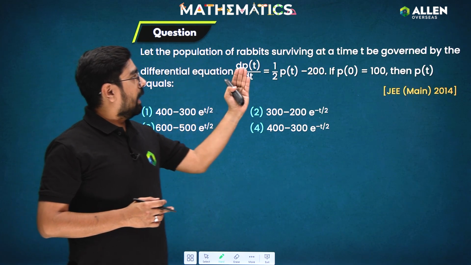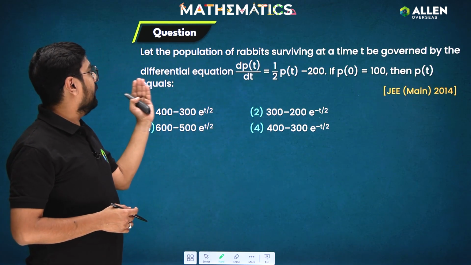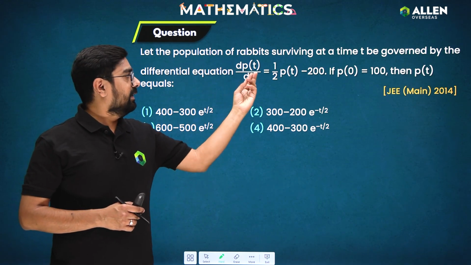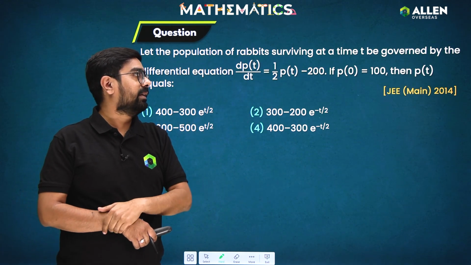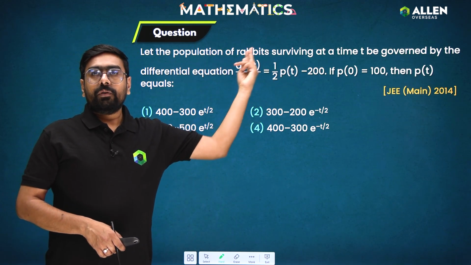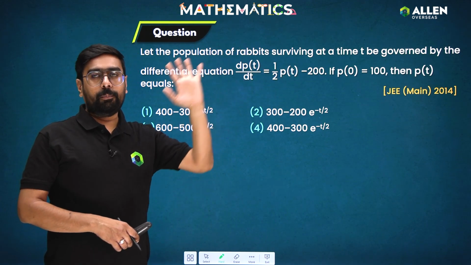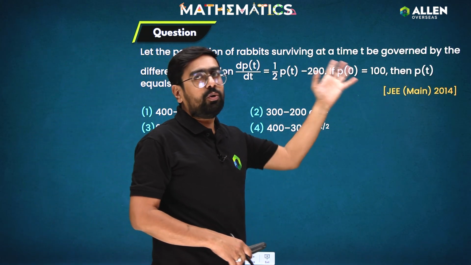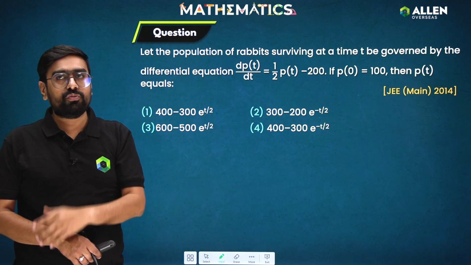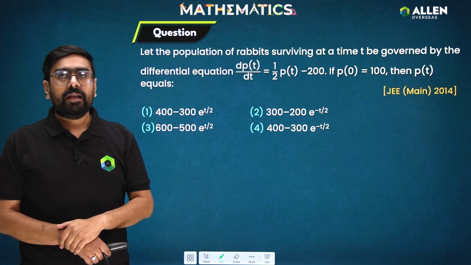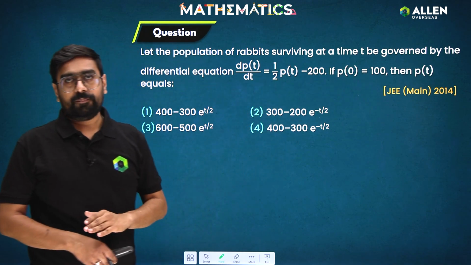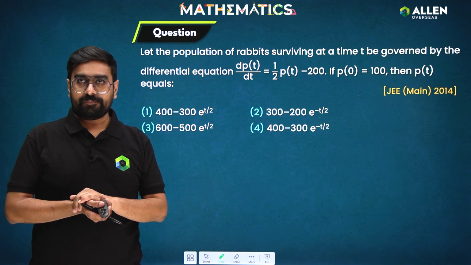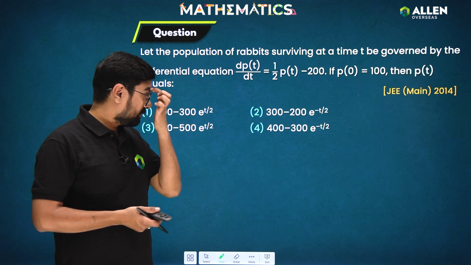Let the population of rabbits surviving at a time t be governed by a differential equation dp(t)/dt is equal to half p(t) minus 200. This is the differential equation which governs the population of rabbits. Now, if p(0) is equal to 100, that means at time t is equal to 0, the population is 100. Then p(t) equals what? Basically, we have to find the general solution of this differential equation. P(t) we need to find.